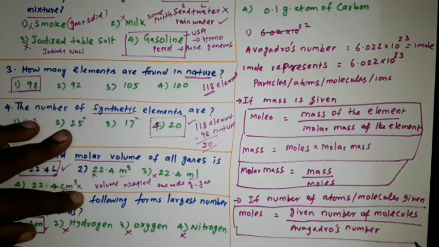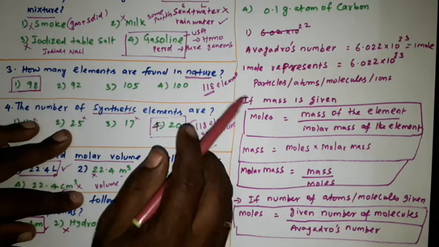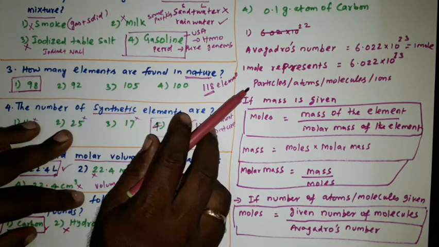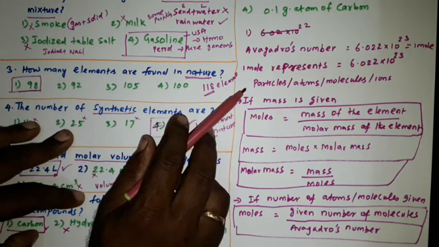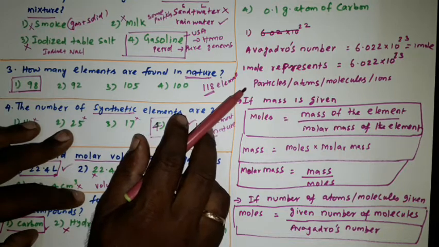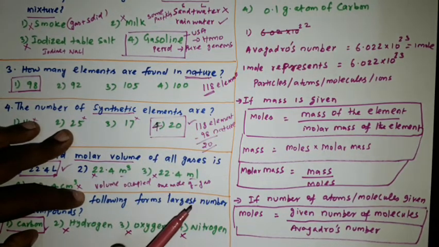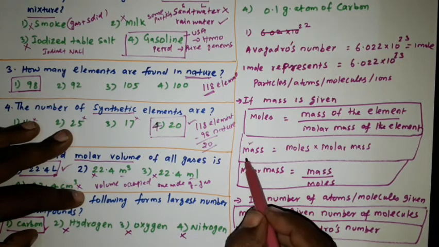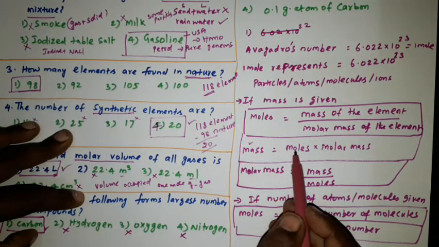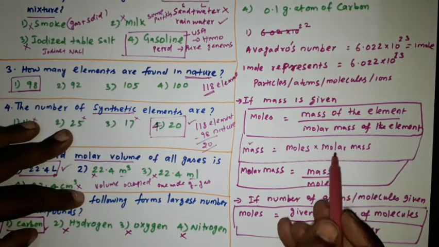See, in the question the number of particles is given. In option 1, what is given? 6.022 into 10 power 22 hydrogen molecules. So the number of molecules is given. What we need is mass. To calculate mass, what is the formula? Moles into molar mass.